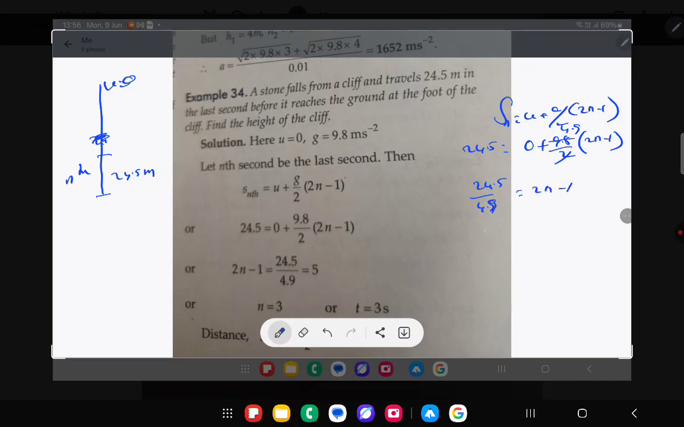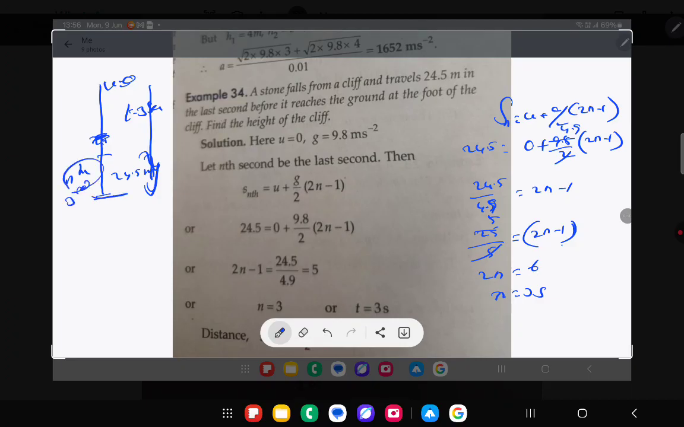In the question they seem to have taken it as 25 and a 5, and so then move it to that side. This itself is 5, so 2n is equal to 6 and n is equal to 3 seconds. That is the time it's taken for this nth second, which means the total time is also 3 seconds, because the last second happens to be the third second, so the total time is also 3 seconds. Therefore you understand the total time is 3 seconds.